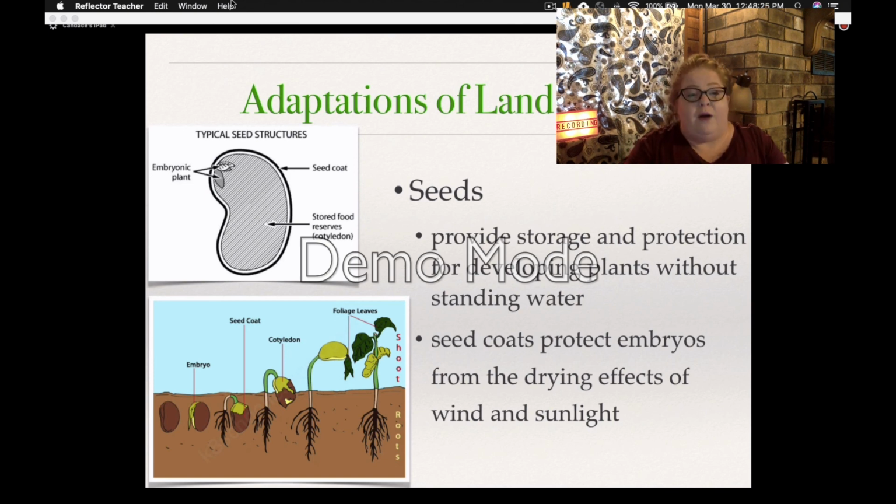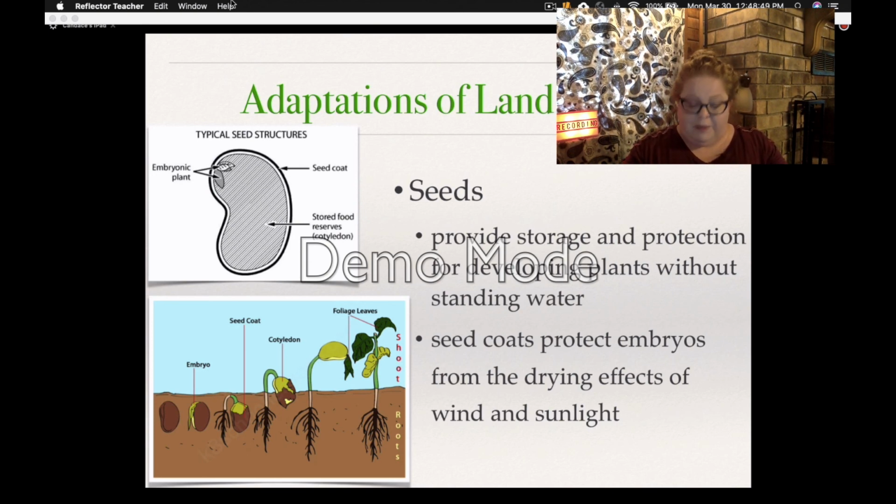While you're home, if you want to take a bean and put it in a moist, not dripping wet, but moist paper towel and watch it germinate, that's something that we would do in class. So if you want to do that, that would be awesome. I think it's fun, and I mean, we're all sitting here at home anyway, but if you don't have the time or inclination, I understand.